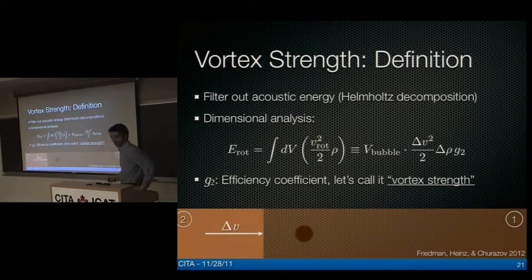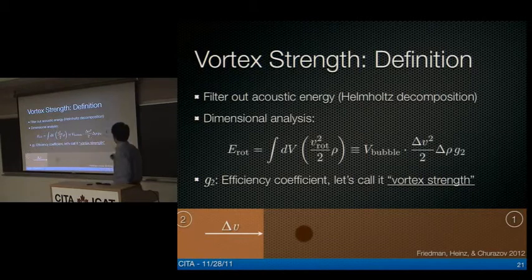So we filter out the acoustic part of the energy. And then you can easily write down the order of magnitude you would expect for the kind of energy that you get in this vortex, right? It's just a dimensional analysis argument. Well, the integral over the kinetic energy density would just be the volume of the bubble, that's the order of the size scale that we're talking about, times delta V squared, where delta V is the velocity difference across the shock front, the wave front, okay?